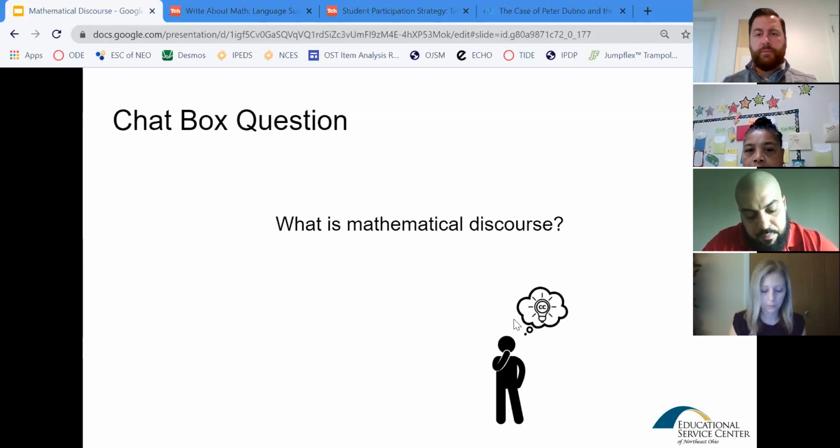We started off with a chat box question, what is mathematical discourse? And it's now buried in the chat. So you'll have to scroll up to see some of the responses, but there are some really great ideas showing up there. One of those big ideas that keeps popping up is the idea of conversation. We're talking about vocabulary, we're talking about language, and all of those elements are woven together.